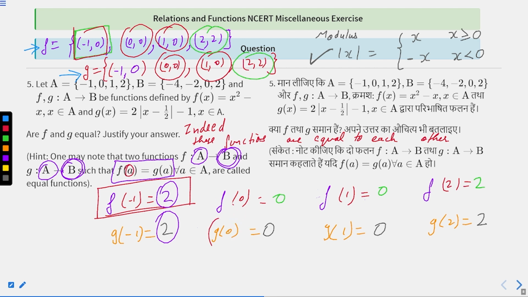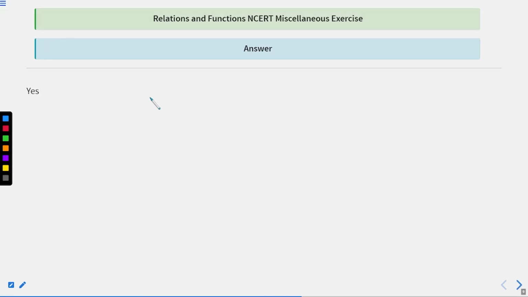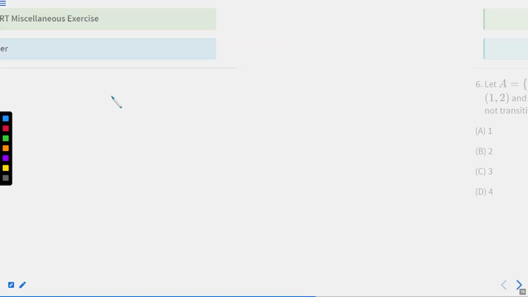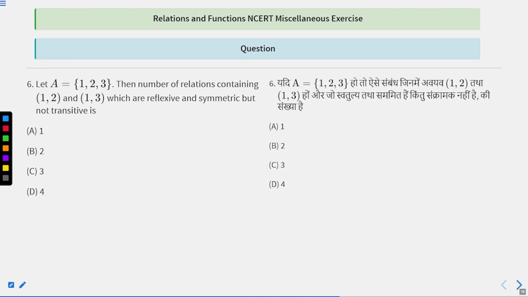The same output f as g of 0, and f of 1 you will get the same output as g of 1, and for f of 2 you will get the same output as g of 2. Okay, I hope now it is very clear to you why these functions are equal to each other. Sorry for the error. Let's move next. So indeed, yes, they are equal to each other. Okay, let's move to the sixth question.